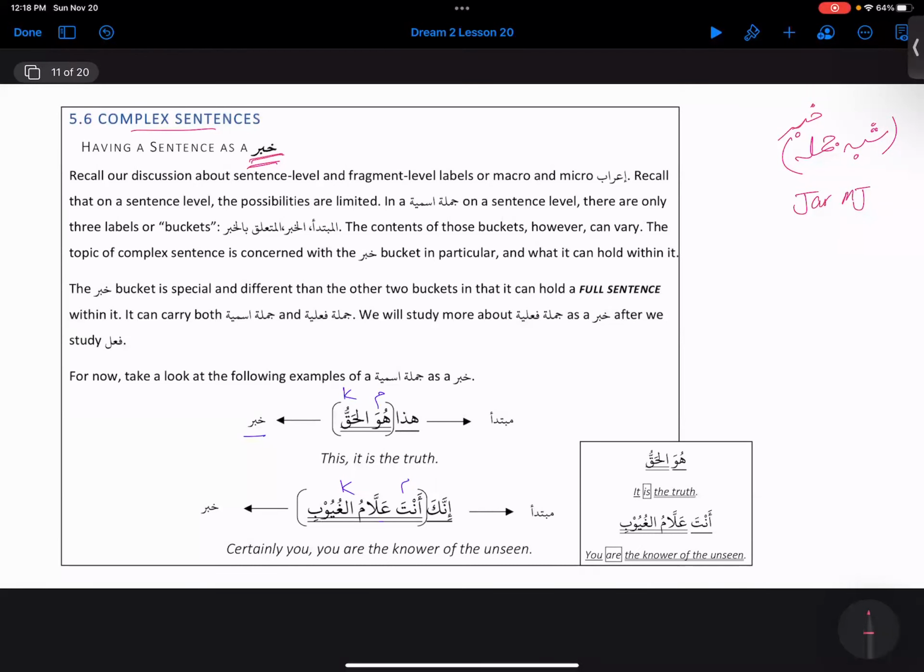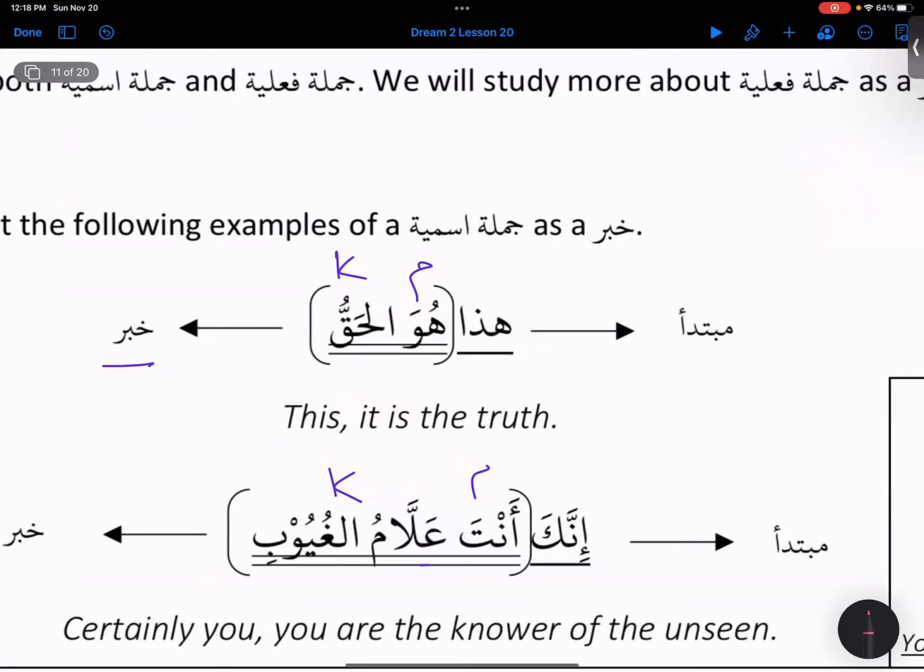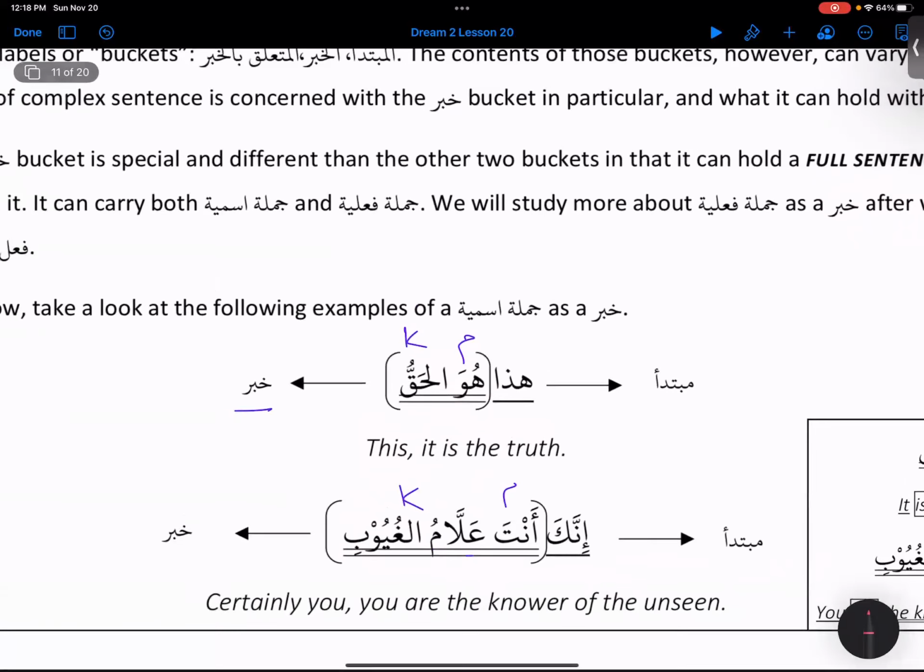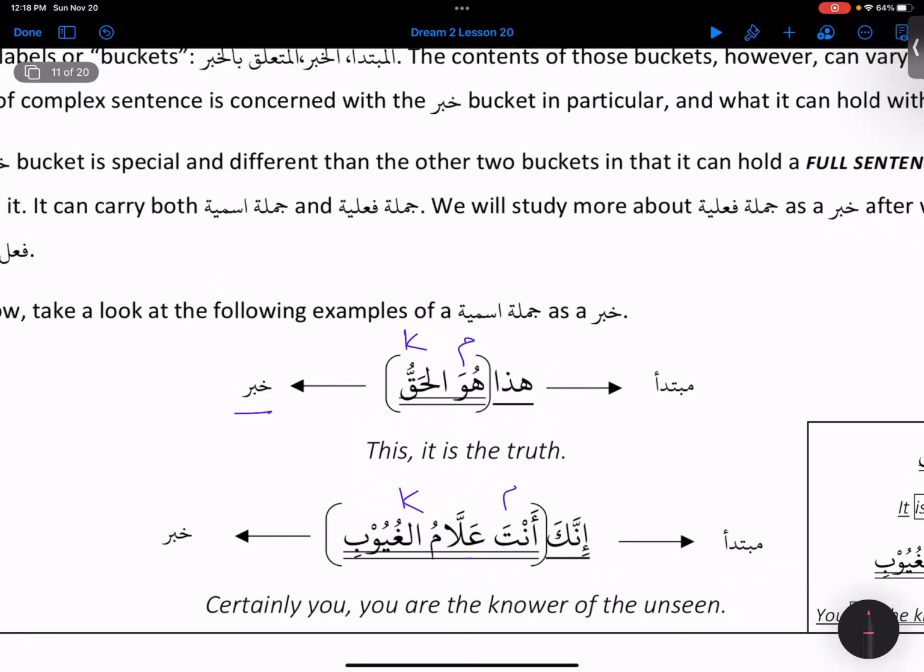It says haza. What kind of word is haza? Pointer. What do we know special about pointers? They are always marfu'. And if there is al, then it will be a fragment; if no al, then it's a sentence. Exactly, that's what I want to hear. So pointers can make either a fragment or a sentence, a jumla. If you see al after the pointer, it is a fragment. If no al, then it is a sentence, simple and easy, right?